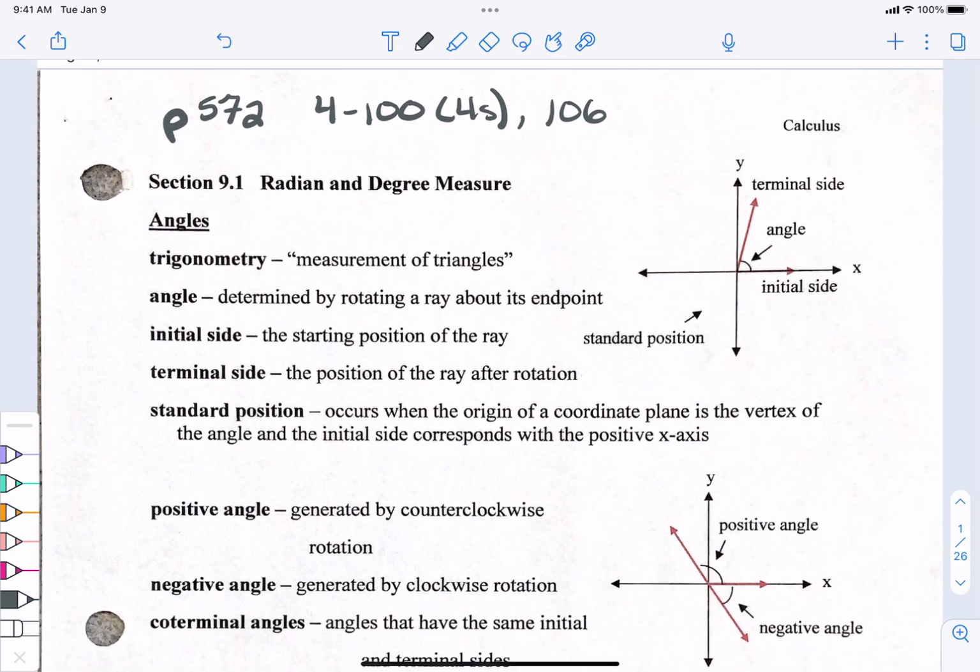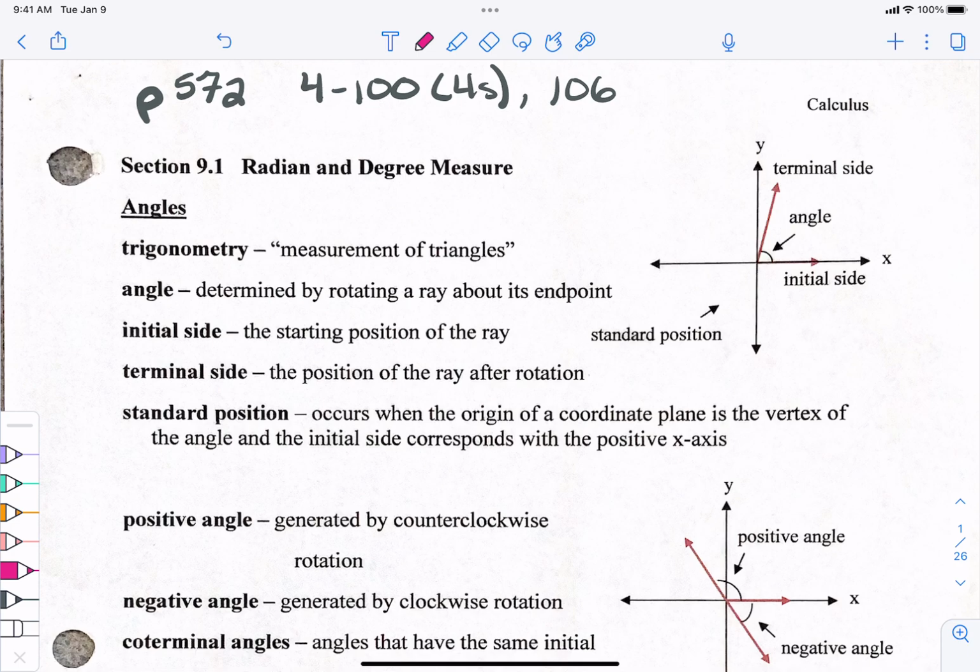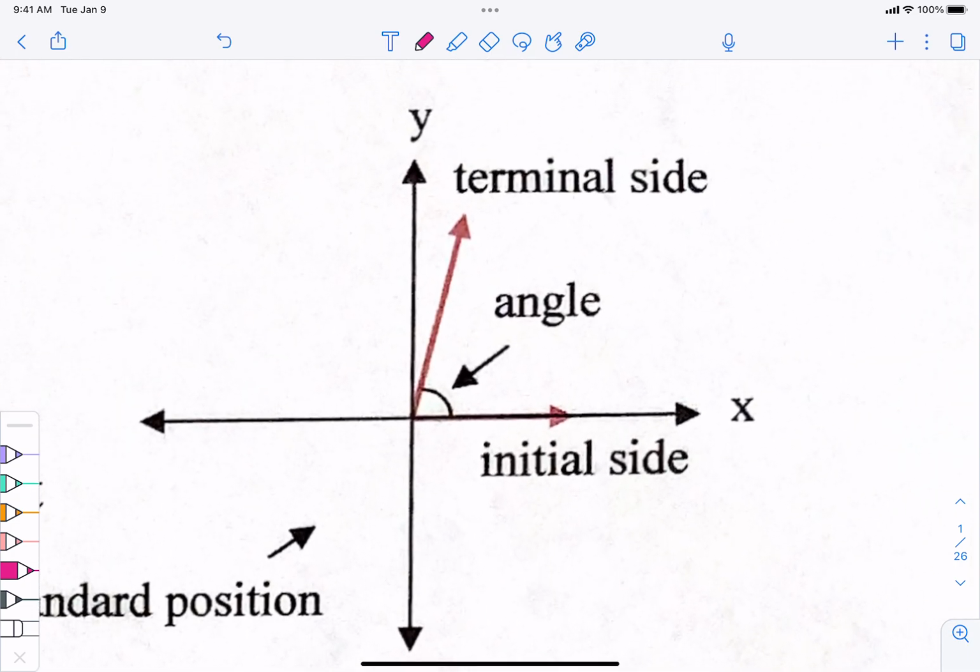So lots of vocabulary stuff in this section. The literal definition of trigonometry is the measurement of triangles, or the study of triangles. We're going to be turning angles into triangles and vice versa and talking about those interchangeably.